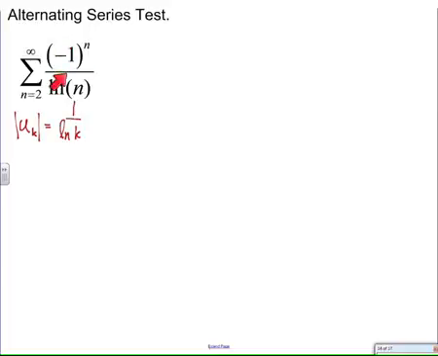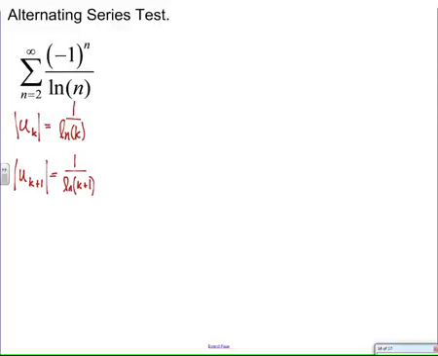Something a little bit more interesting, maybe, I don't know. We have negative 1 to the n over the natural log of n. First thing I do is I find the absolute value of u sub k, which is 1 over the natural log of k. Absolute value of u sub k plus 1 is the 1 over the natural log of k plus 1.